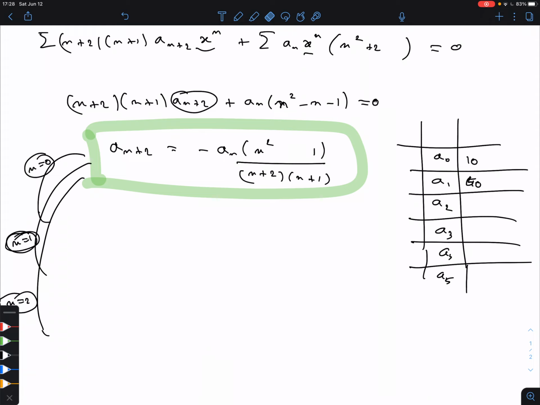So this, as I said, is n squared plus 2. Okay, so now plug in, what do we do? N equals 0, that is A2. That is minus 2 times A0 over 2 times 1. So that is just minus A0. And that is minus 10.